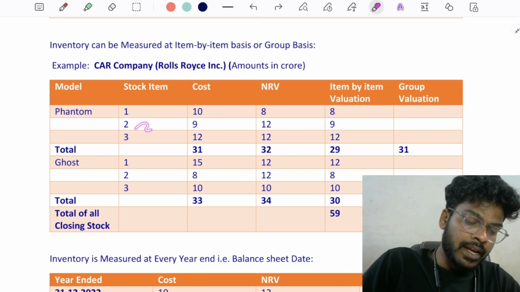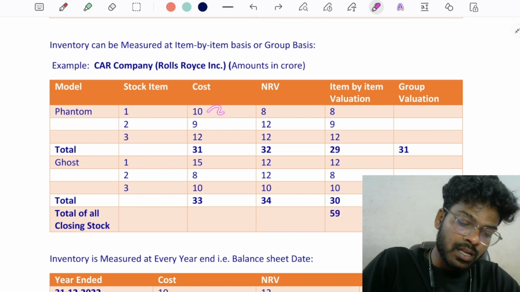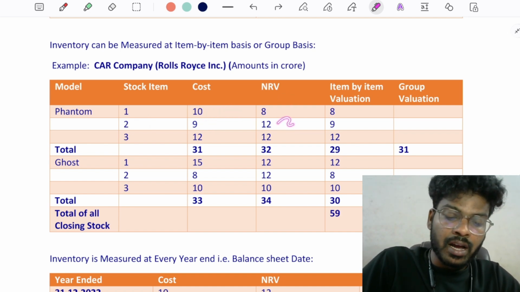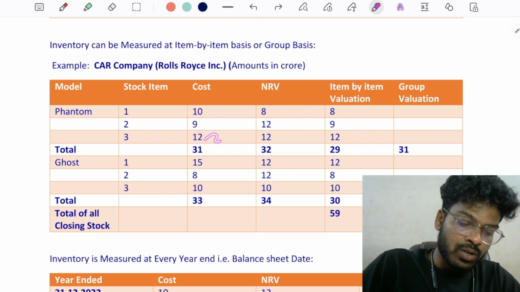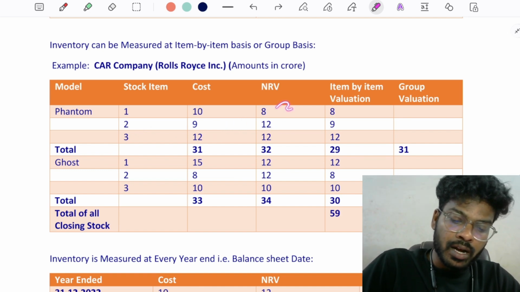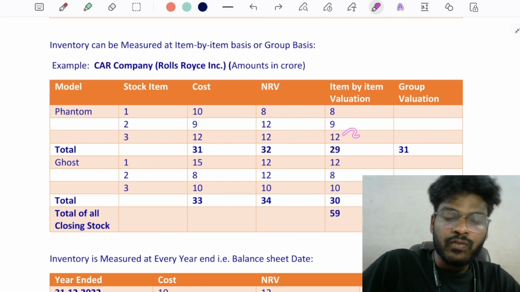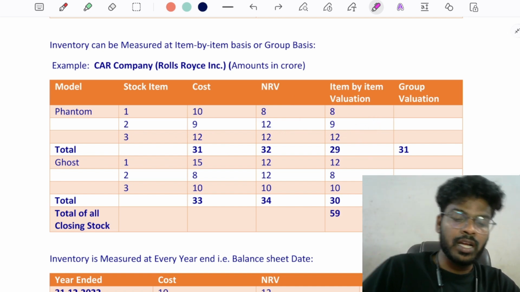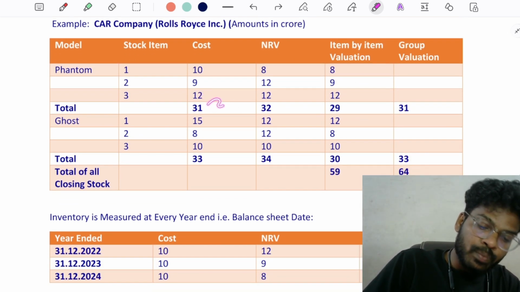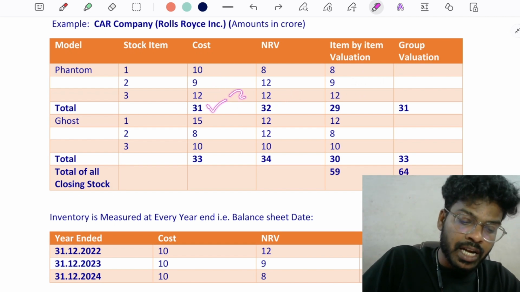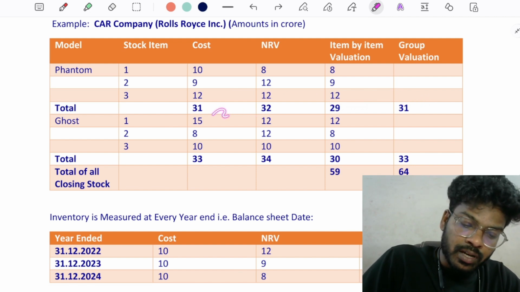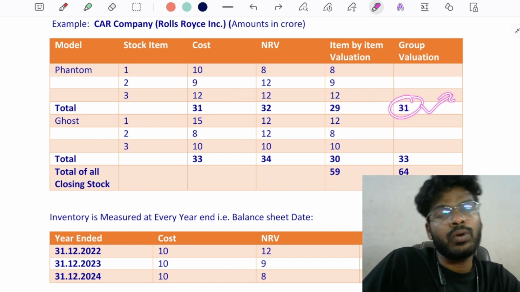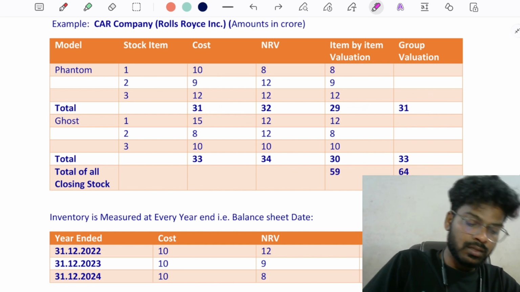It should be taken. In case of car number 2, the cost is 9 crore, NRV is 12 crore. The lower value is 9 crore. It should be taken. In case of model 3, the cost is 12 crore and the NRV is also 12 crore, so it should be valued at 12 crore only. Next, group basis. In case of group basis, cost is 31 crore and the total NRV is 32 crore. So the lower is cost, so 31 crore should be taken in case of group basis.